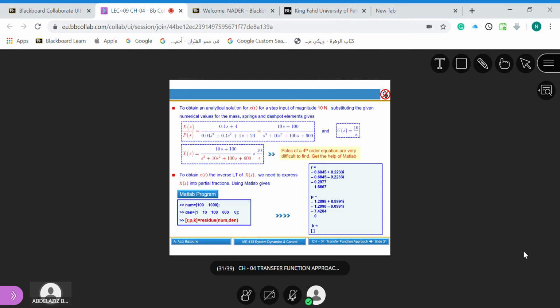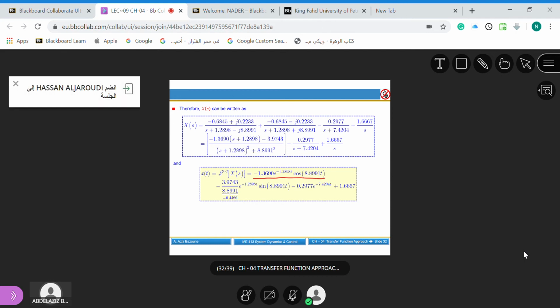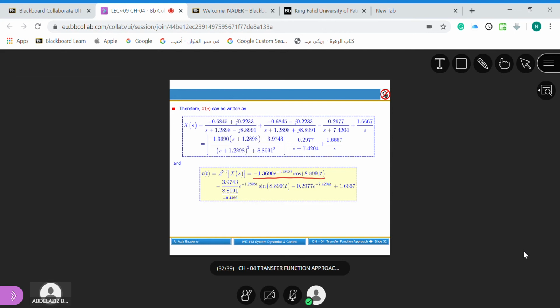To obtain the analytical solution, we also wrote it in analytical form, and we will find this solution here. You can multiply it, and then you will find the analytical solution, which is x of t. When you do it with MATLAB, we found the analytical solution to be this term, minus 1.36 cosine this, and then minus this multiplied by this one. All these terms go to zero except this term here. When t goes to infinity, this term will go to this value, which is the steady state value.